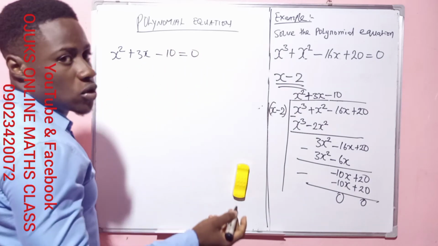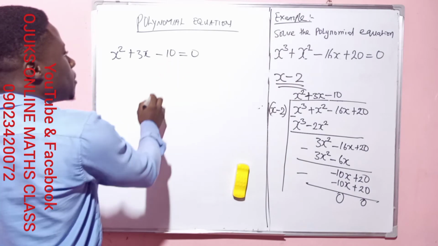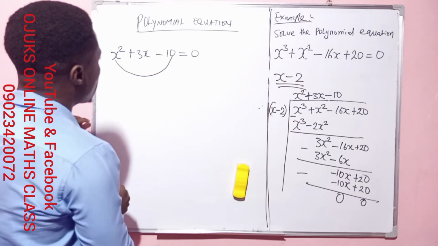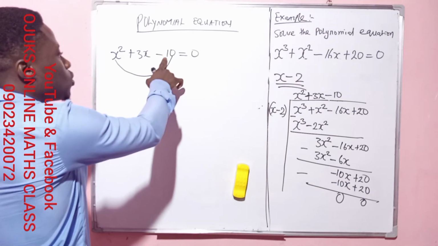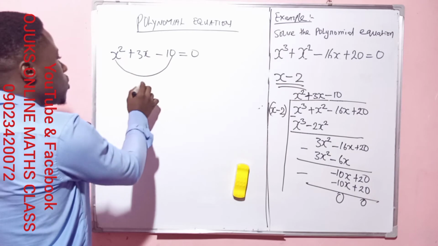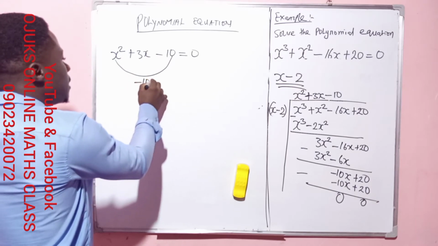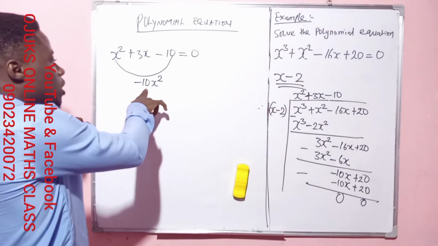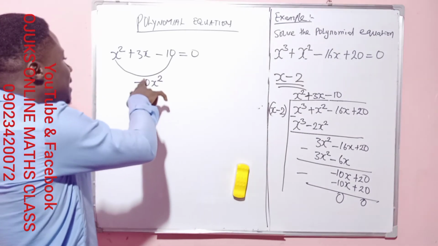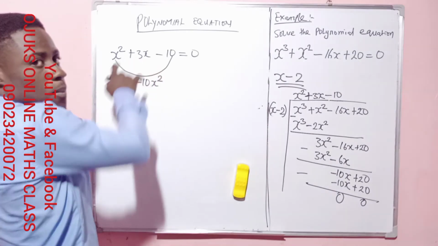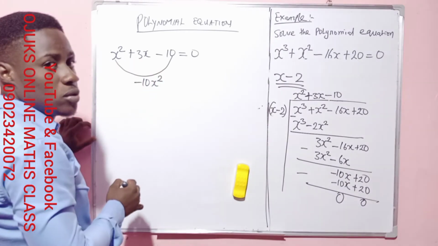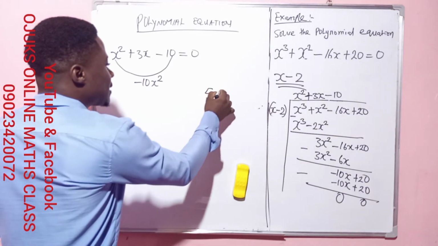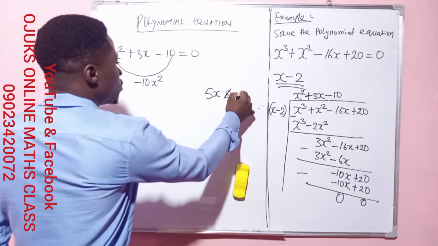How do you solve a quadratic equation? We are conversant with this. By the factorization method, you multiply the constant c by the first part of the quadratic equation. When we do that, we have minus 10 times x squared, so we are having minus 10x squared. Then find two possible values that, when multiplied, will give us minus 10x squared, and that same pair, when added, will give us plus 3x. When we do that, you observe that the two possible values in question are 5x and minus 2x.